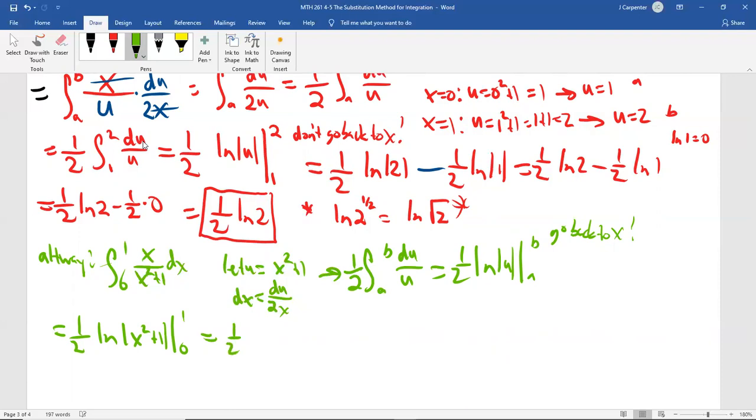Your numbers have to match the variable space. So this is 1/2 natural log absolute value of 1 squared plus 1 minus 1/2 natural log absolute value of 0 squared plus 1. 1 squared is 1, 1 plus 1 is 2, the absolute value of 2 is 2, so that's 1/2 natural log of 2 minus 0 squared plus 1 is 1, that's minus 1/2 natural log of 1, which we already know is 0, and you get your same 1/2 natural log of 2.